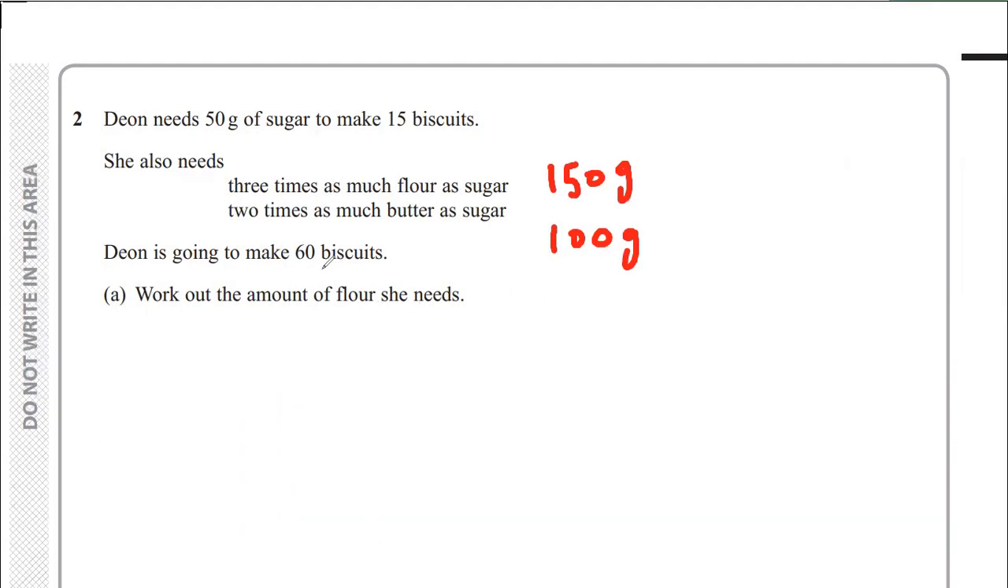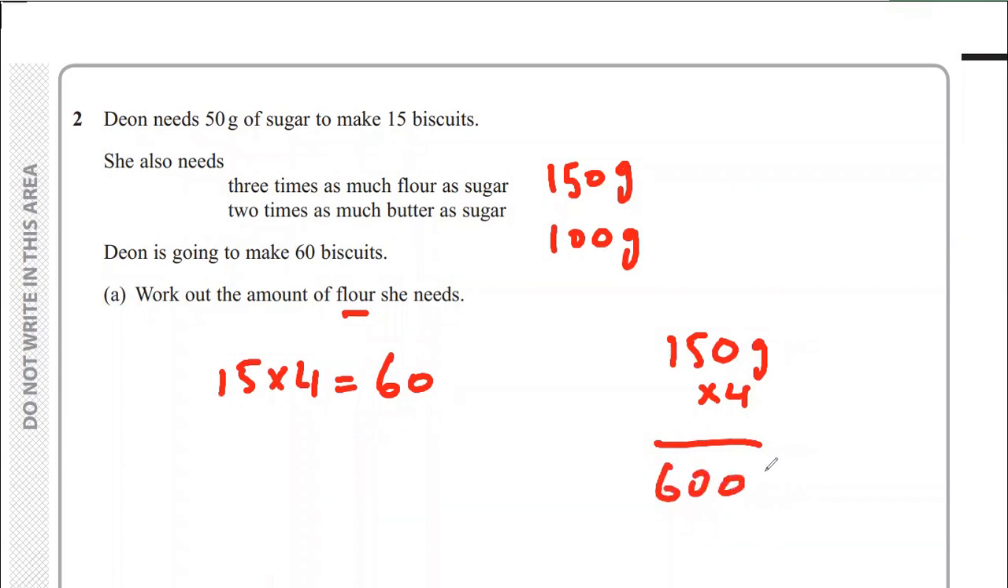So we are going to make 15. We know that 15 times 4 gives me 60. So it means we are going to need 4 times as much ingredients as we need at the moment for 15. Right. So we need to just work out flour. Okay. So for this one, we are going to do 150 grams times by 4, and that will give me 600 grams of flour.